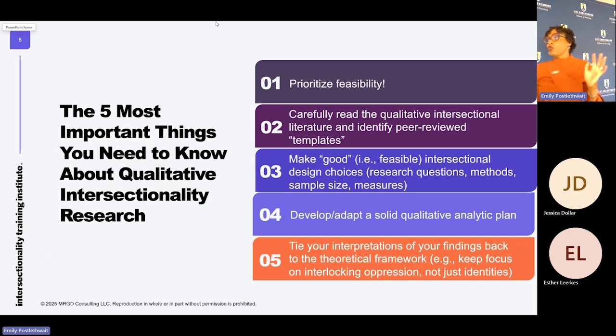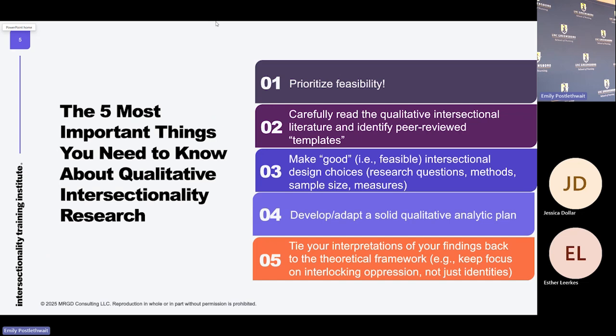And one of the most important things about intersectionality, if you're using intersectionality as a framework, is that it should be integrated throughout everything. It should be the types of questions you're asking, your overall research aim, your discussion, your interpretation of the findings. It should be integrated throughout.